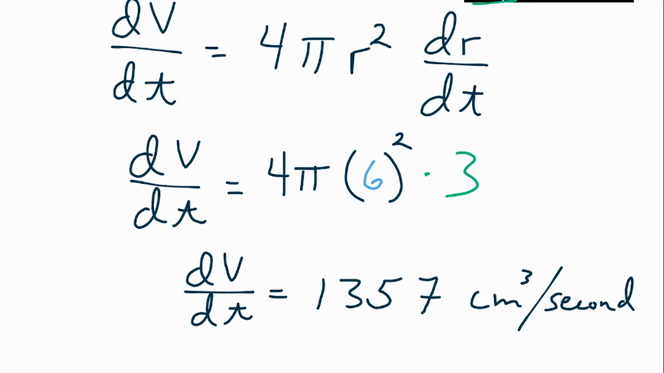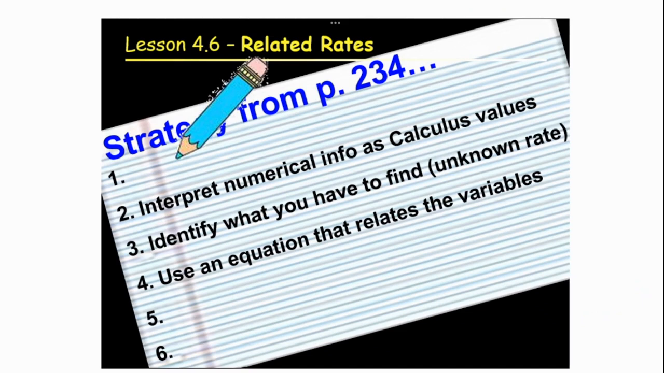By the way, 1,357 centimeters cubed per second, that is a very different rate than 3 centimeters per second. So obviously the two rates are related, but they're very different types of answers. Now, what we just went through is your first example of a related rate problem. And I'll share with you that there's definitely more to these problems, but there's not less.